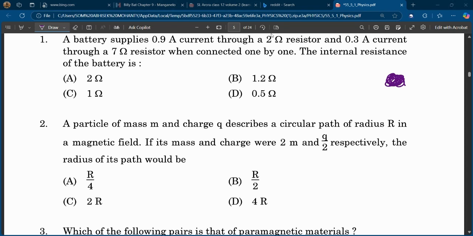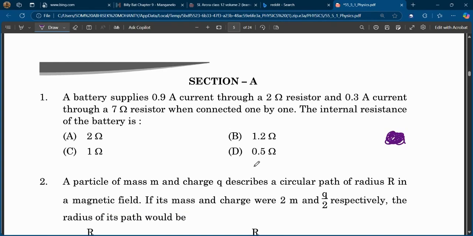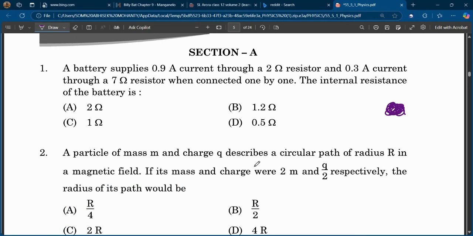Hello everyone, this is another video on MCQs. We will be solving more MCQs for your CBSE board exam practice. We have already done 3 lectures in which we have solved MCQs. This is another sample paper. So let's start solving MCQs.